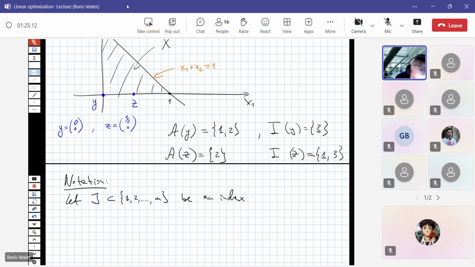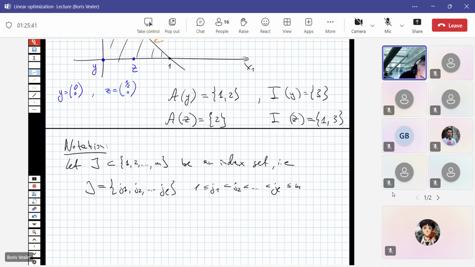Set of indices, index set, meaning that what is J? J is just a set of some J1, J2, up to, don't know, JL. And of course, J1 is greater or equal than 1, less than J2, less than up to JL, and JL is less or equal than M. We have some L specific indices.